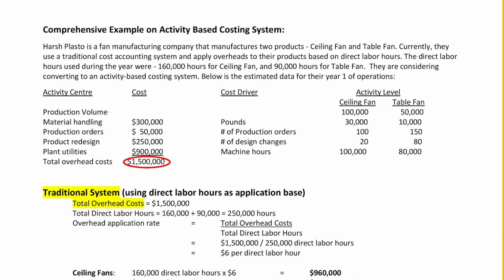Then we're looking at total direct labor hours, which is 250,000 hours. And our overhead application rate is total overhead costs divided by the total direct labor hours. So that would be $1.5 million divided by 250,000 direct labor hours, which leads to $6 per direct labor hour. So highlight per direct labor hour, draw an arrow and write single cost driver.